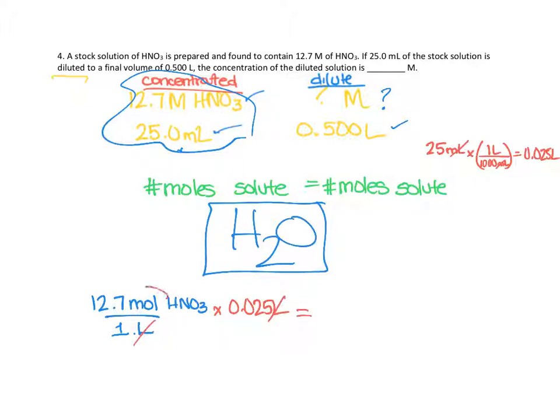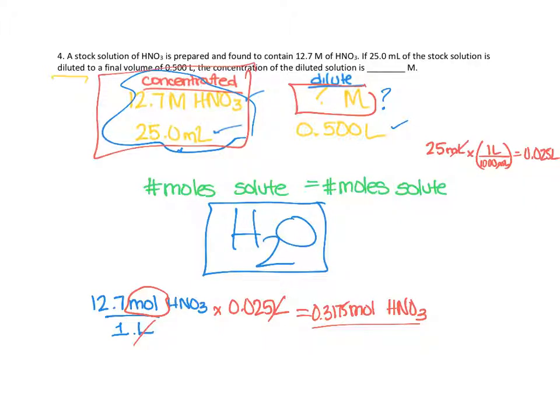And when I work that out, notice what's left: moles of my solute. Now, what am I looking for again? I'm looking for what the new concentration is. So when I solve for this number of moles here, I get 0.3175. So that many moles of solute were pulled out of this concentrated stock solution, put into a new container, and diluted to 0.500 liters. So I need to figure out what the molarity of the diluted solution is.